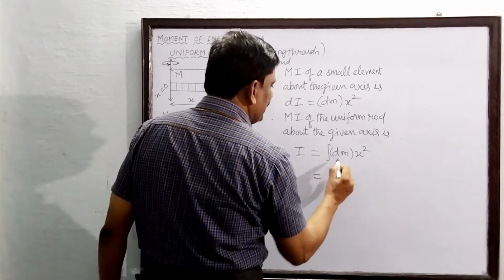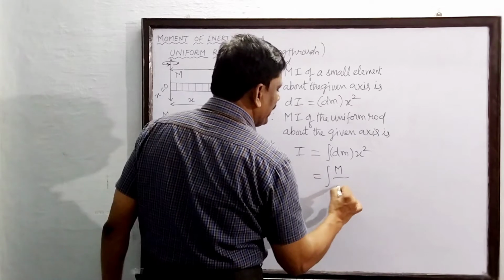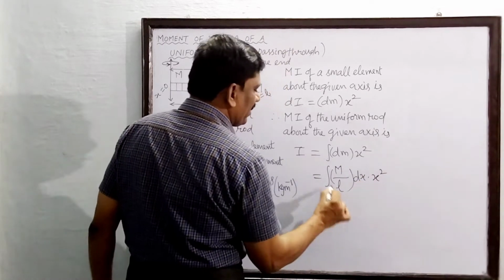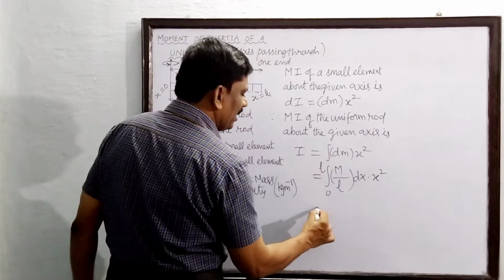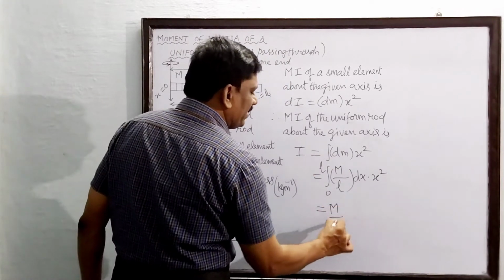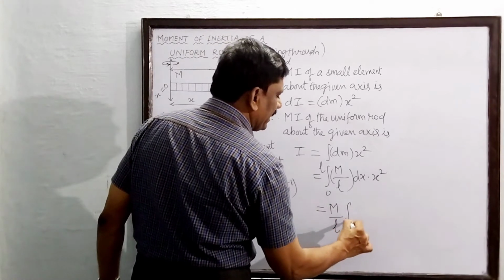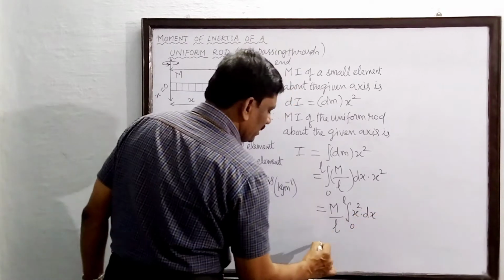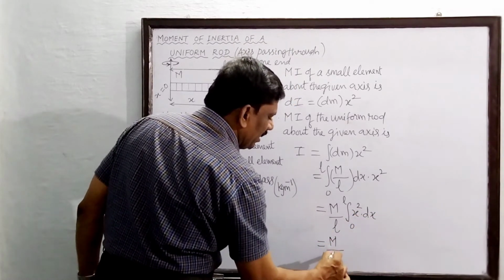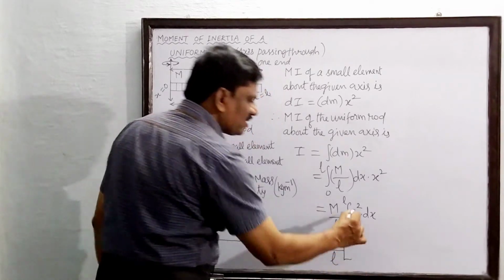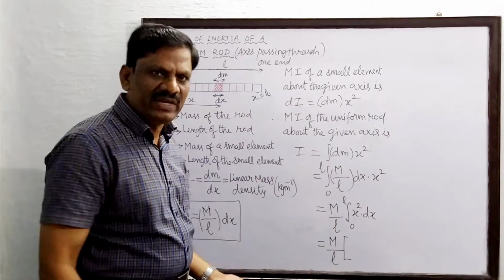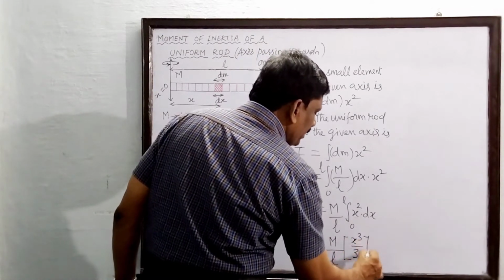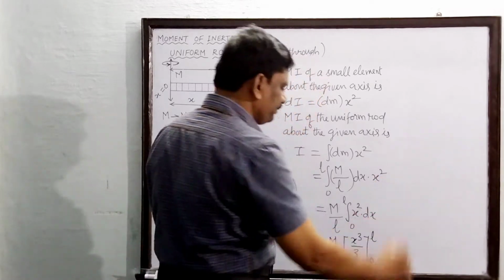I will substitute for dm now. So this is equal to M by L into dx into x square, ranging from lower limit 0 to upper limit L. Since M by L is a constant, I am taking that out of the integral, into the integral from 0 to L of x square into dx. So this is equal to M by L into the integral of x square dx, which is x cube by 3. So this is equal to x cube divided by 3 between 0 and L.